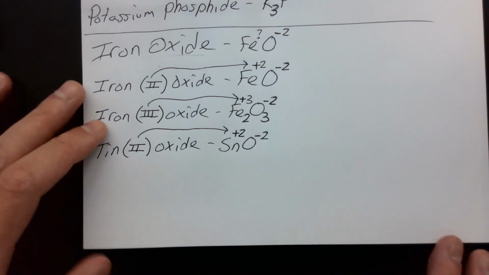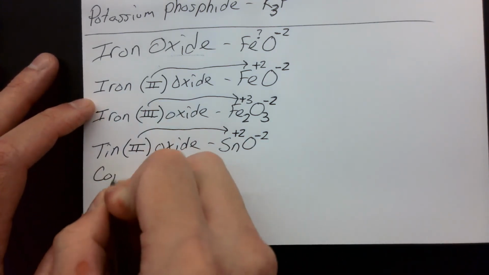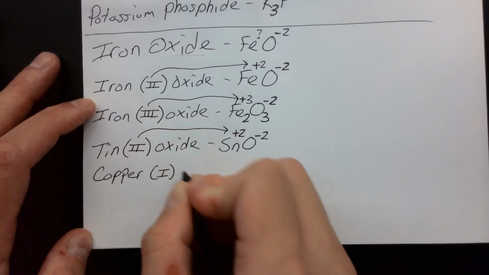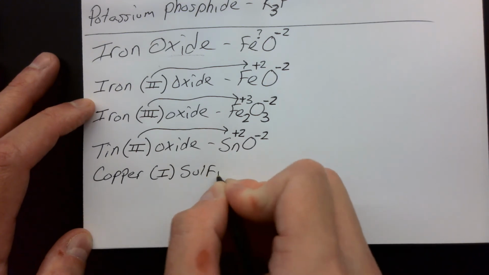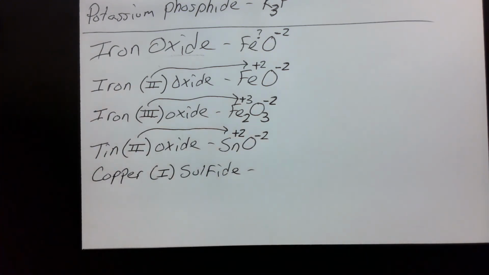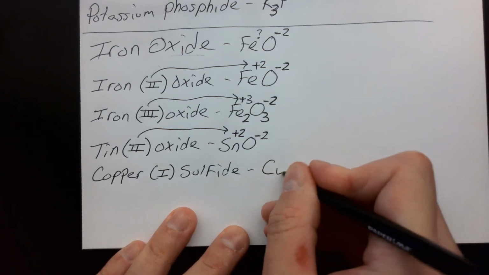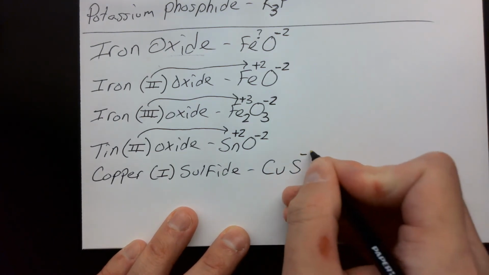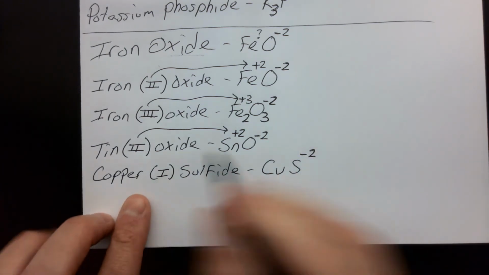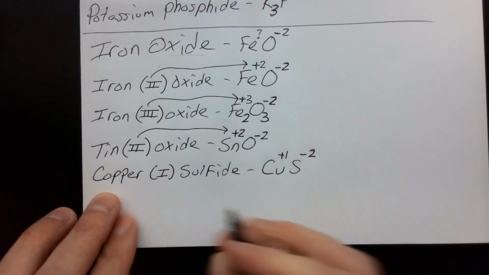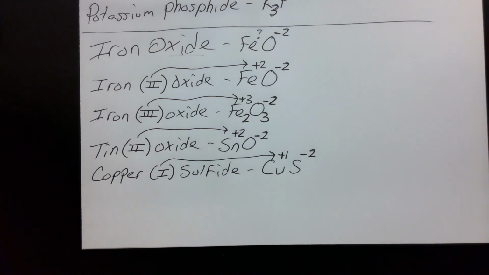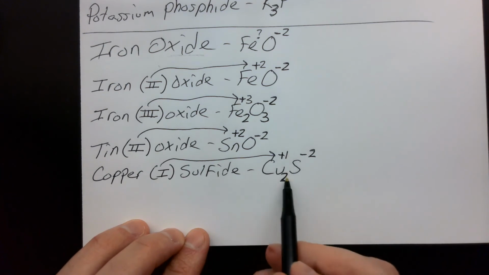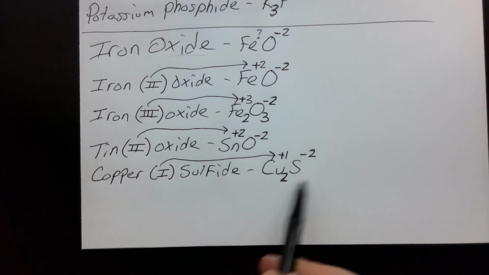All right. Let's do one more. Copper 1 sulfide. So again, gonna have your copper, gonna have your sulfide. Periodic table tells you that sulfide has a charge of -2. This Roman numeral tells you that copper has a charge of +1. So you need 2 of those +1s to cancel out that -2. So this would be copper 1 sulfide.